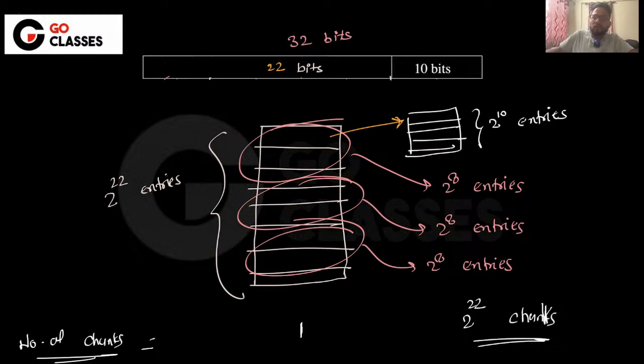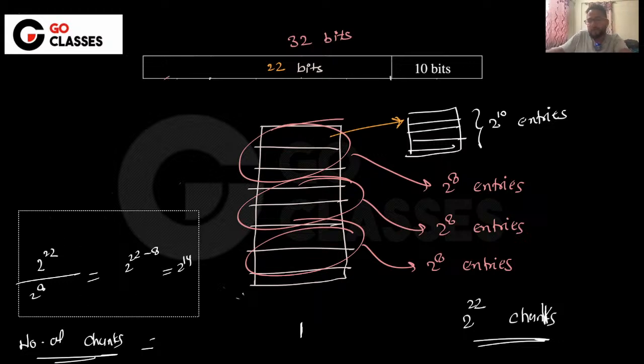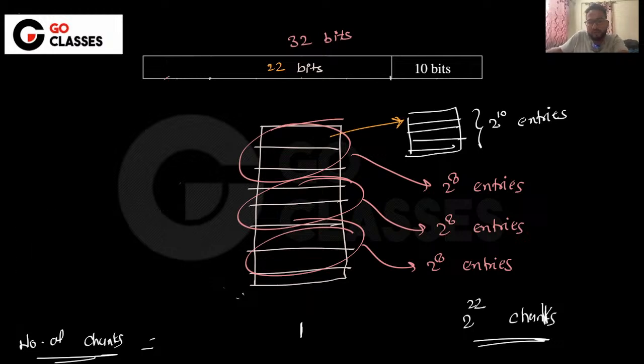Okay. Now, this is 2 power 22 entries. I am just dividing these 2 power 22 entries into groups of 2 power 8 entries. Which means I am basically creating one more level of page table, right? And in the next level page table, how many groups are there? Number of chunks. Can you tell me the number of chunks? If each chunk is having 2 power 8 entries, out of total 2 power 22 entries, it will be 2 power 22 minus 8, which is 2 power 14. So there will be 2 power 14 chunks, right? So the number of chunks, instead of 1, will be 2 power 14.